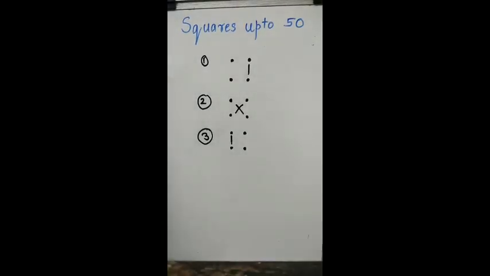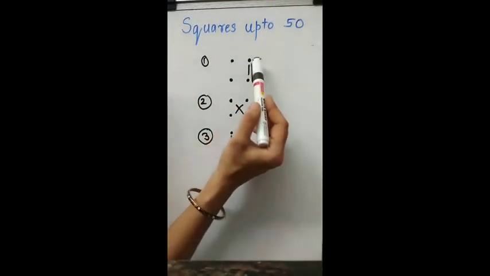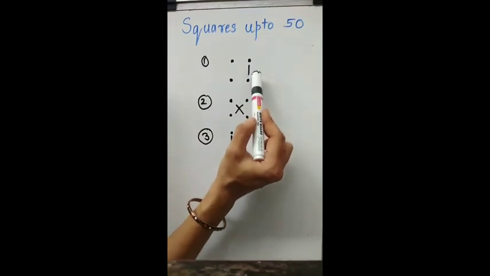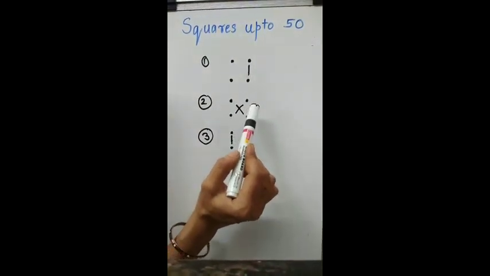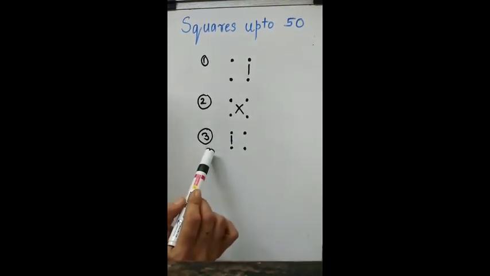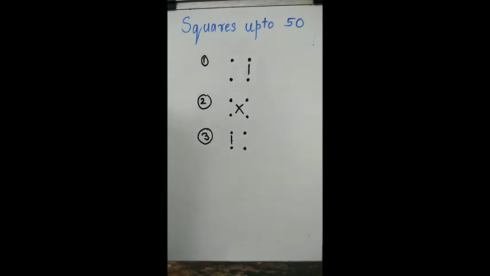Okay children. So we are with a very simple method again, having 3 steps. One is multiplying the units number, then multiplying in a crisscross manner and adding their products, and the last step is multiplying the numbers in the tens place. Okay, I hope you have understood these 2 tricks. All the best. Thank you.